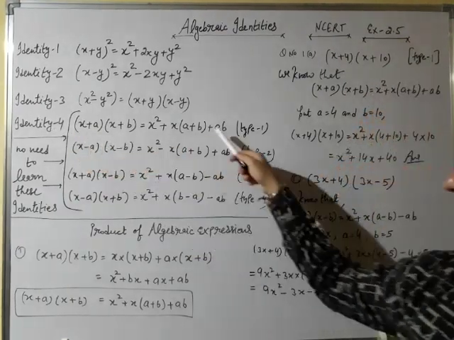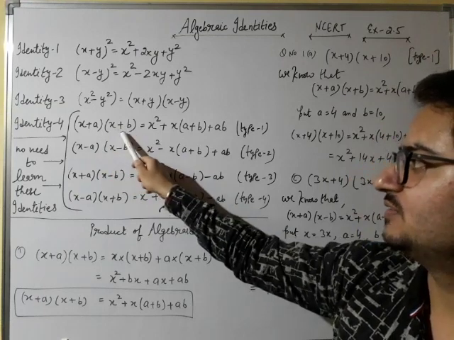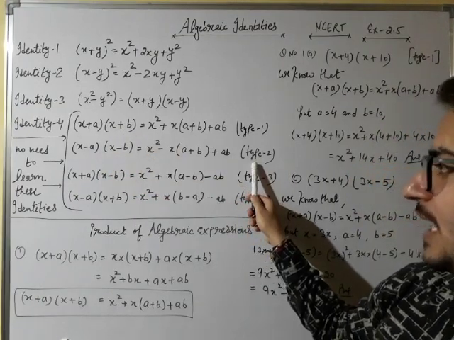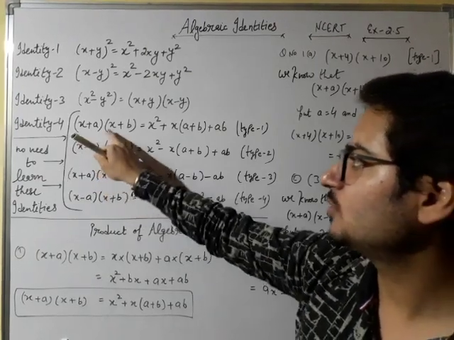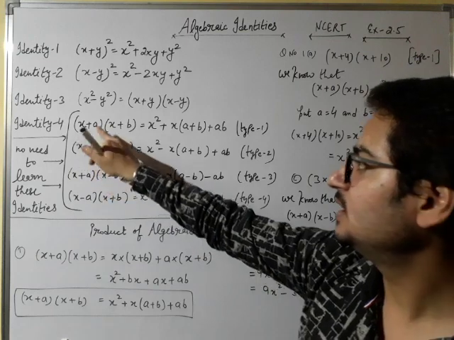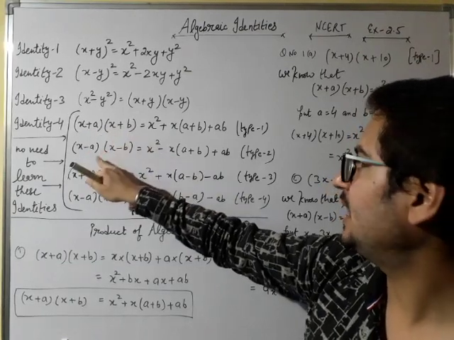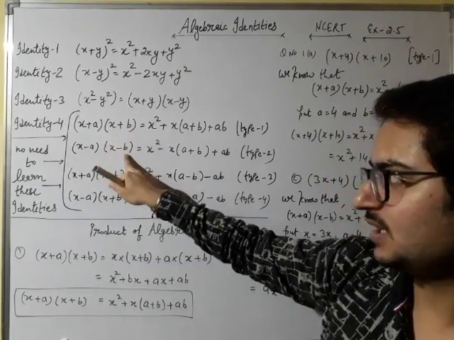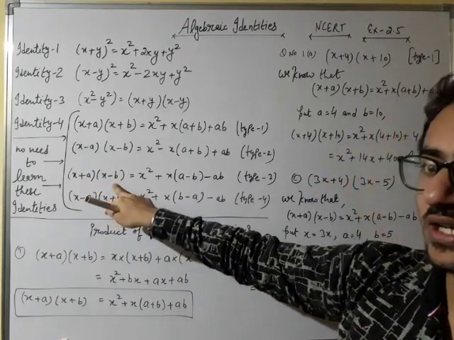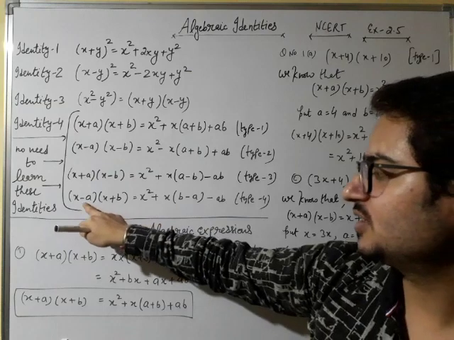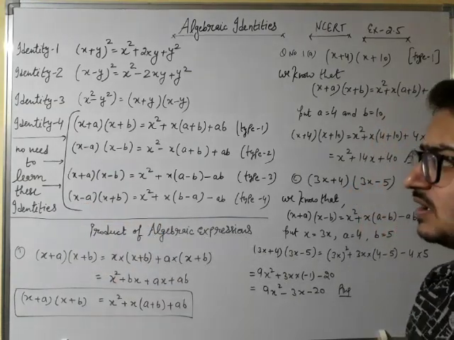Identity number 4 has 4 types. Type number 1, when both brackets are positive. Type number 2, when both brackets are negative. We can observe that in the first type both constants are positive, and in type number 2 both constants are negative. Type number 3, one constant is positive and the second constant is negative. And type number 4, the first constant is negative and the second constant is positive.